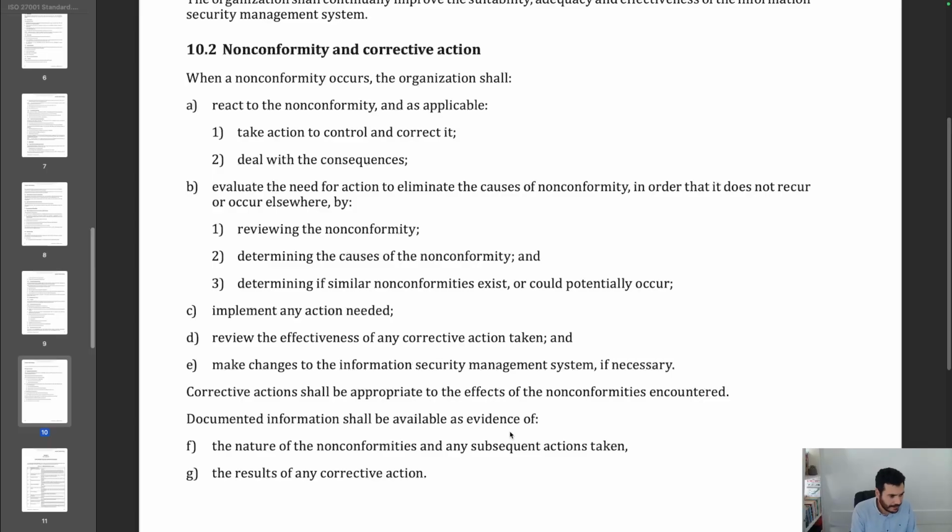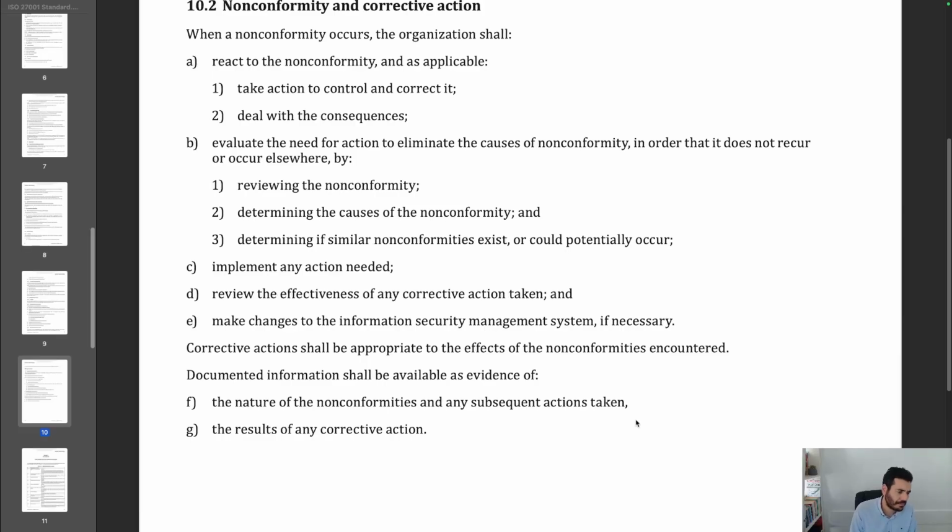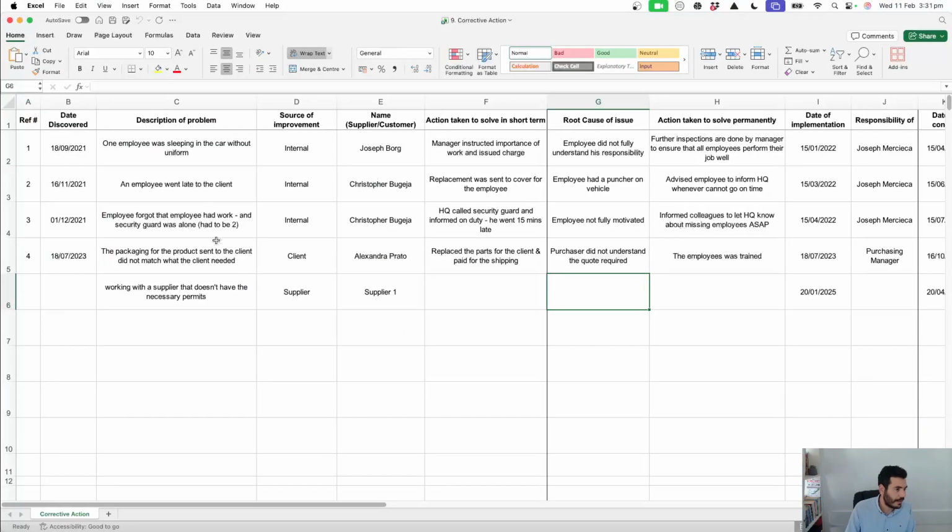Now, when creating an incident, we should have documented information available to make sure that we are able to track the nature of nonconformities and any subsequent actions taken, and to understand the results of any corrective actions taken. The way that I like to approach this is extremely simple. Okay, so I like to have an Excel sheet or a Google sheet for that matter that resembles what I'm going to put up on the screen right now.